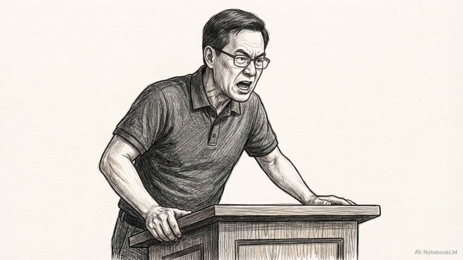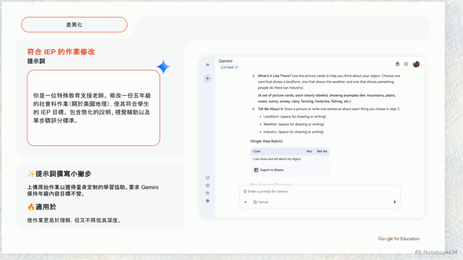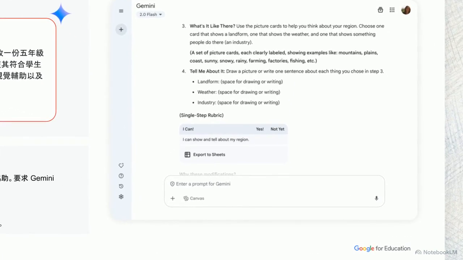Let's apply this to what often takes the most late-night hours: differentiated instruction and modifying assignments for special education students to meet distinct learning goals. This screen shows a standard 5th grade geography assignment, instantly rewritten by Gemini. By asking for an IEP modification, it provides simplified instructions and visual aids while perfectly maintaining the core learning objective.